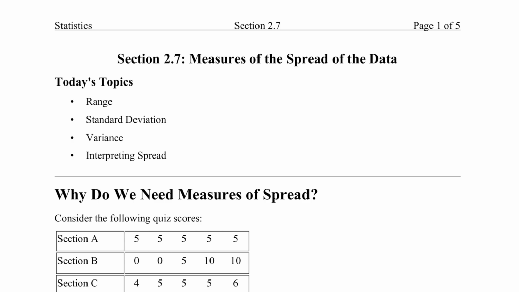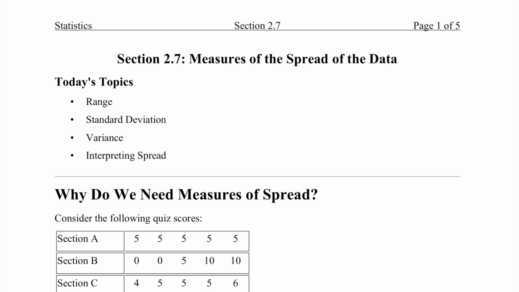Hi everyone. In this lesson, we are going to begin section 2.7, Measures of the Spread of the Data. Up to this point, we have spent a lot of time talking about measures of center, such as the mean and the median. Measures of center tell us what is typical in a data set. They tell us where the middle of the data is located. But here is an important question.